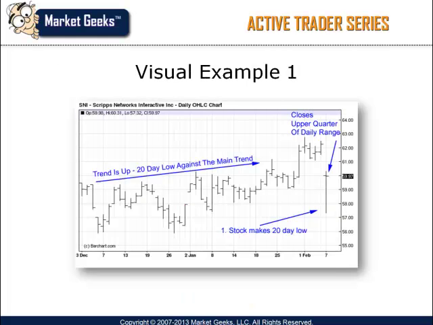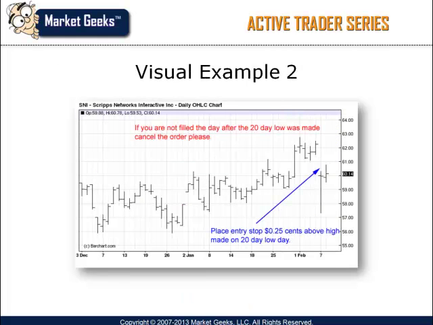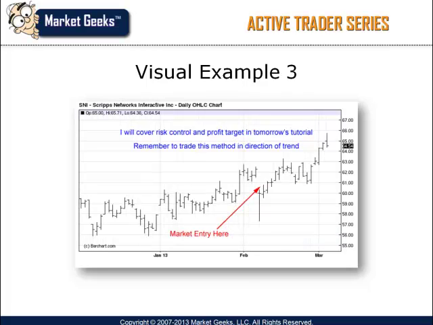Here's a visual so you can get a good feel for this method. The next step is to place an order 25 cents above the high that was reached that day. I won't cover protective stop loss orders or targets in this tutorial. That's for tomorrow's tutorial. By going only in the direction of the main trend and only picking markets that are closing in the upper quarter of the range, we increase our odds even further. This strategy has one of the highest rates of percentage of profitability I have seen in 20 years.